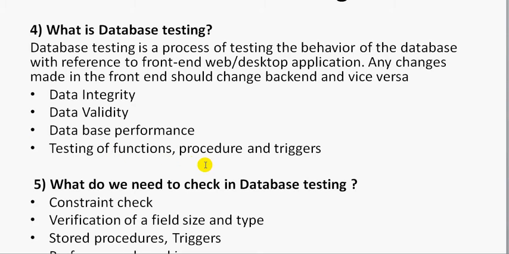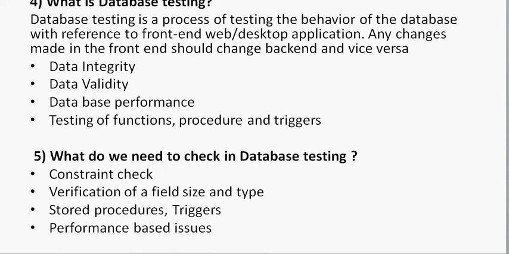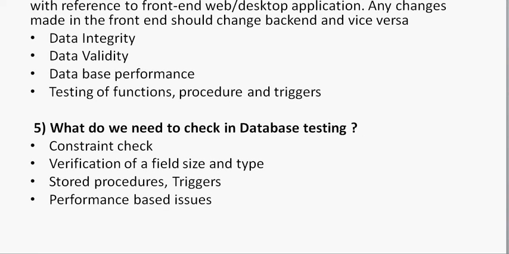Testing of functions, procedures and triggers, most of the time it is unit tested by developers, but in some cases a software tester can also test functions, procedures and triggers, and we will go over in detail about all this involvement in database testing. What do we need to check in database testing, or what would you normally check? You do constraint check, verification of field size and type, testing stored procedures and triggers, and performance based issues.